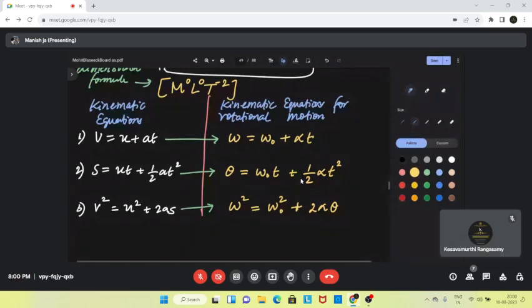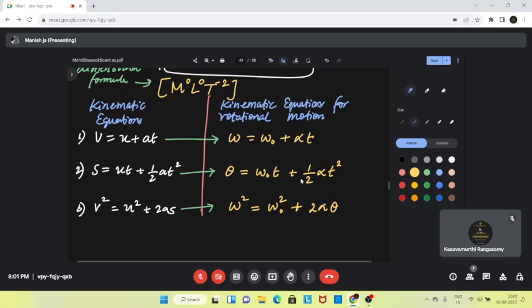I hope you have now learned how to express the kinematic equations for objects in linear motion as equations for objects in rotational motion. These formulas are very important for us, especially when we solve certain numericals. This is how you are supposed to do a mapping. We are trying to map the equations from one plane to another, that is, from linear to rotational as far as this concept is concerned.